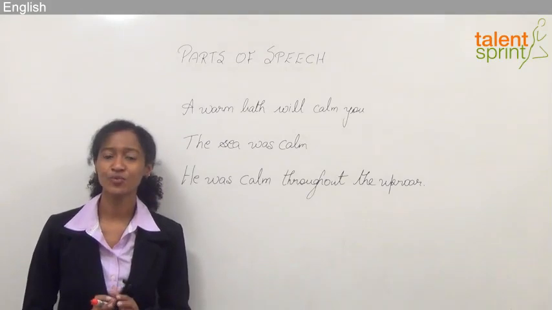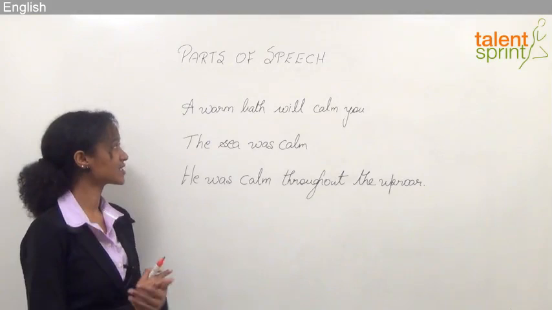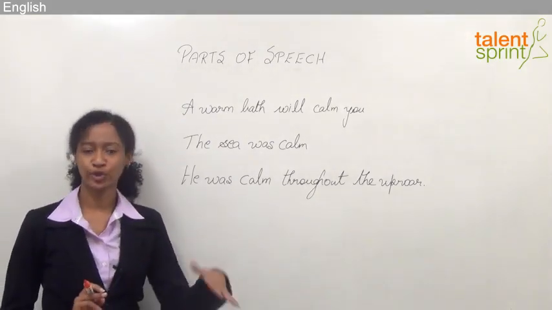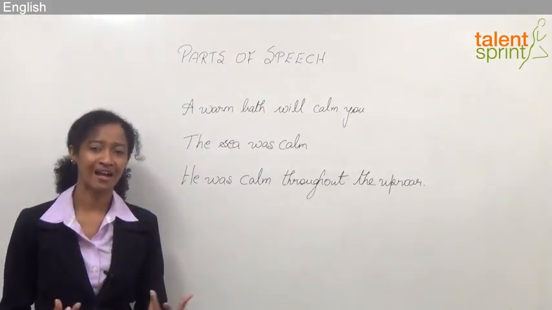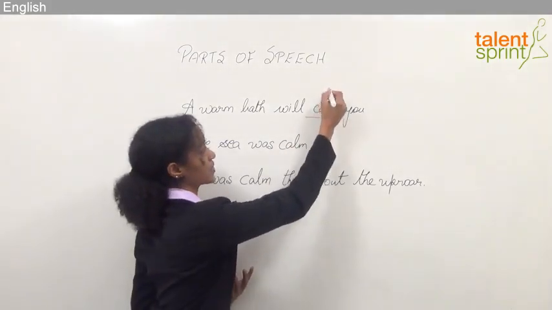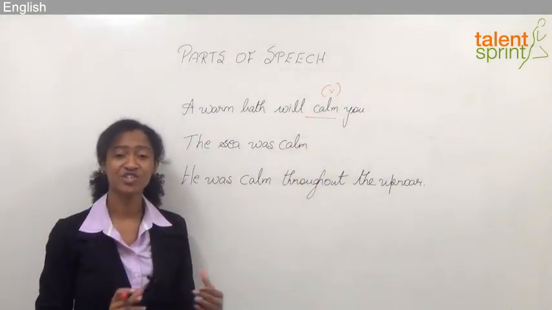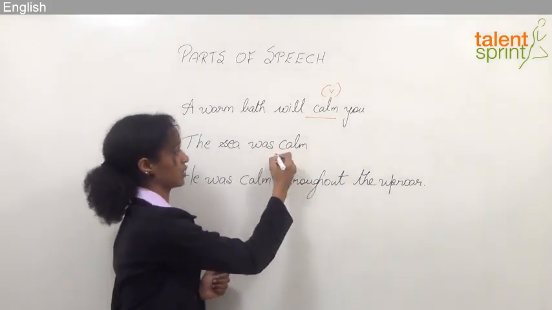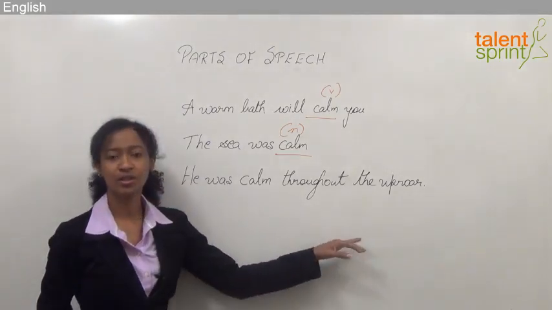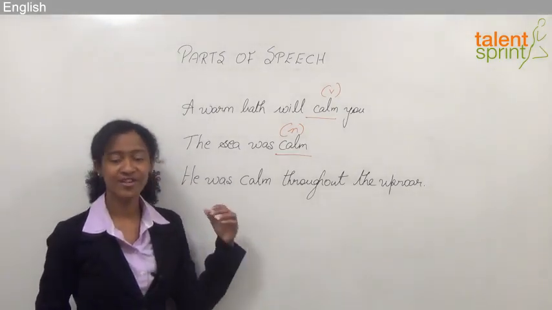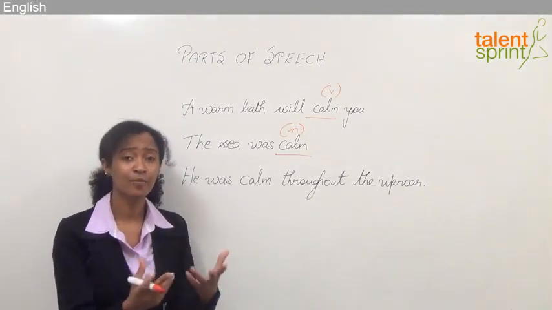Here in these three sentences, we're going to look at the word calm and see how it takes up different functions. The first sentence, a warm bath will calm you. Okay, so here calm is taking up more of an action. So this is my verb. The sea was calm. So here it functions as a noun. He was calm throughout the uproar. So here it modifies the pronoun he, functioning like an adjective. So it's giving me more information about how that person was.